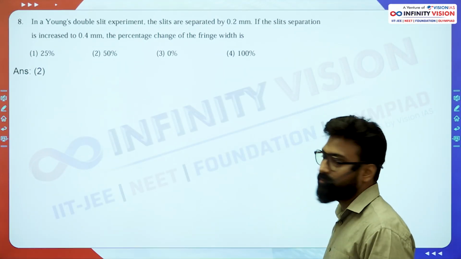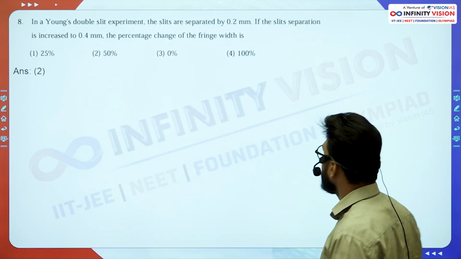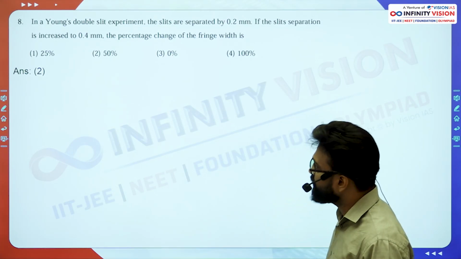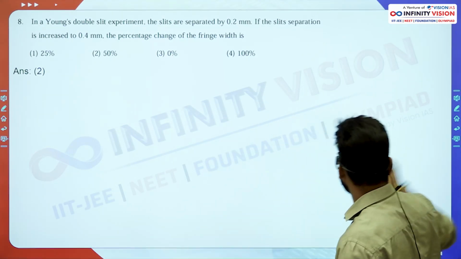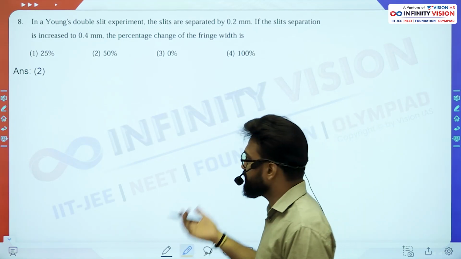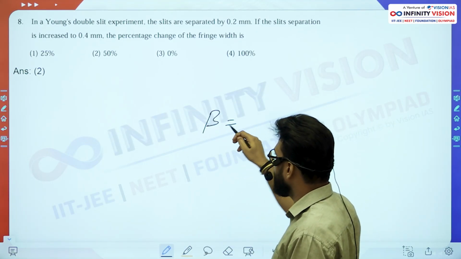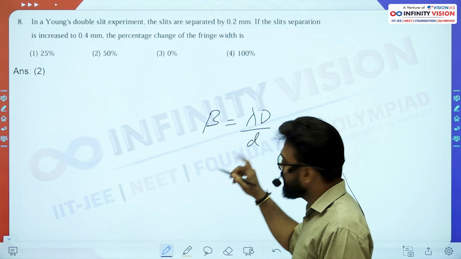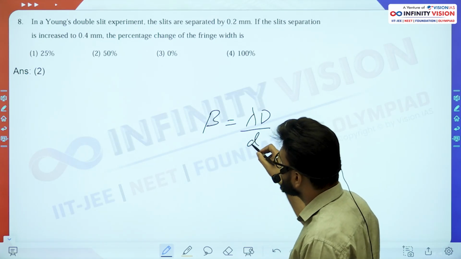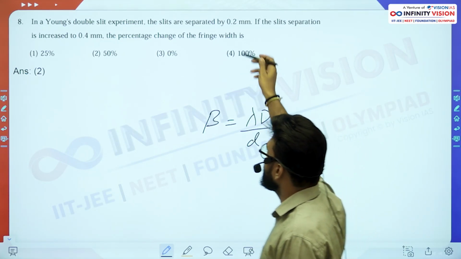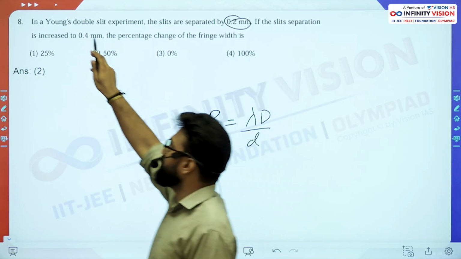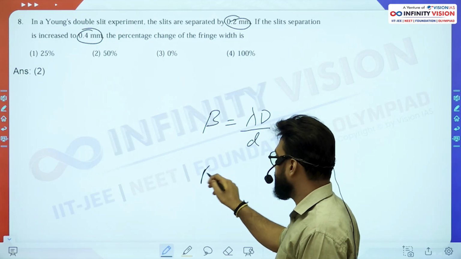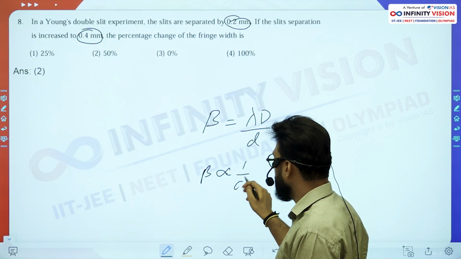Next, in a Young's double slit experiment, the slits are separated by 0.2 mm. If the slit separation is increased to 0.4 mm, the percentage change in the fringe width will be? This is also one such question which is quite easy. Fringe width beta is given as lambda D by d, where small d is the distance between the slits. You are only increasing this small d from 0.2 to 0.4 mm. Every other parameter remains constant. So the fringe width beta is inversely proportional to d.